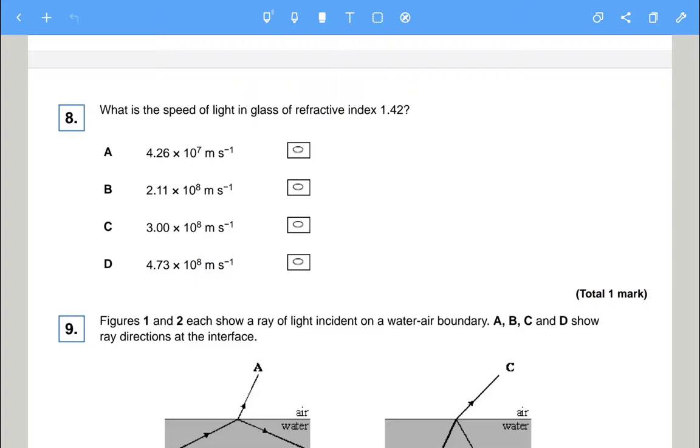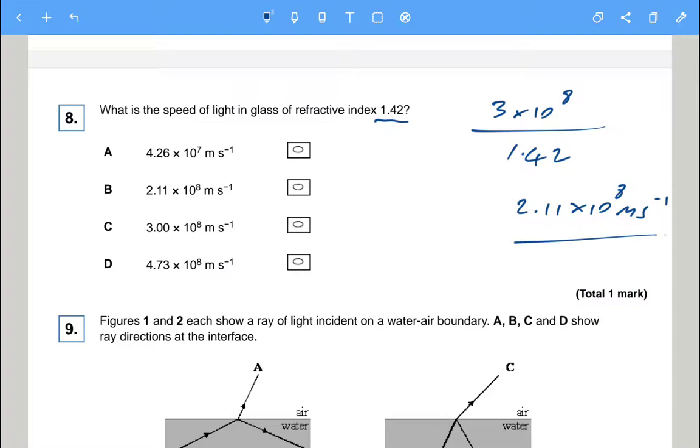So this is a relatively straightforward question. What is the speed of light in glass of refractive index 1.42? You can think of refractive index as a measure of how much slower light is in that material. So if you've got a refractive index of 2, then the speed of light in the material will be 3 times 10 to the 8 divided by 2. And it's the same for this one. It's got a refractive index of 1.42, so we just do the speed of light and divide it by 1.42. That gives you 2.11 times 10 to the 8 meters per second. So the answer is B.